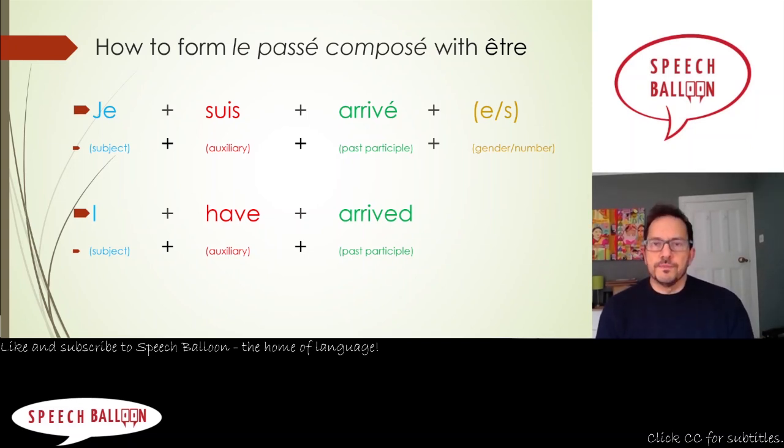Je is the subject. The auxiliary verb is suis. This is the present tense of être. First person singular, je suis. And arriver is the main verb in the past participle form. The verb arriver is one of the verbs which uses the auxiliary être instead of avoir. The extra detail is that an ending is added to the past participle to agree with the gender and number of the subject. An E is added for feminine subjects and an S for plurals, or both for feminine and plural. In spoken French, it will sound the same in many cases anyway.